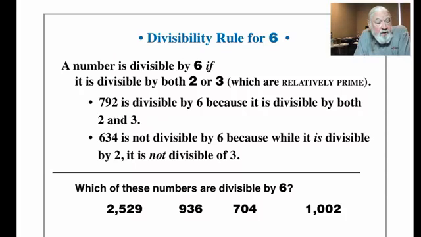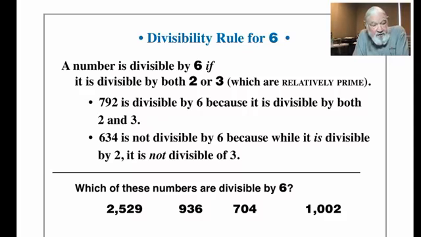So let's quickly review the rules for 2 and 3. 2 was the last digit, and 3 was the sum of the digits. So if both of those things are true in a given number, then the number is divisible by 6. The first example there, 792, is divisible by 6 because it's divisible by 2, because it ends with an even digit, and it's divisible by 3 because it adds up to 18, which is divisible by 3.